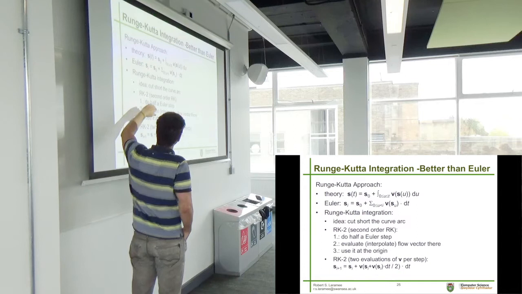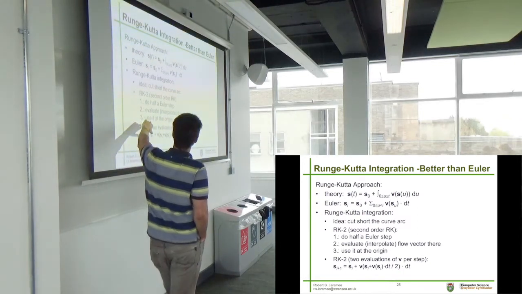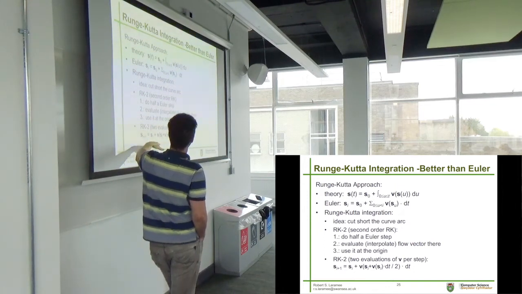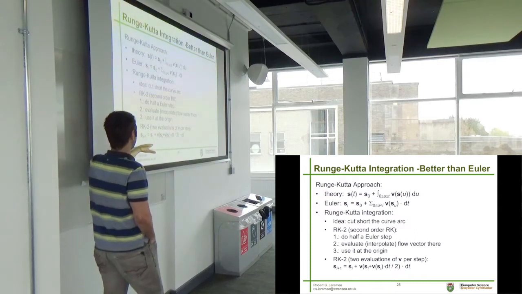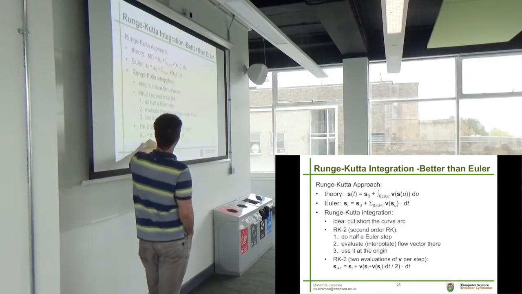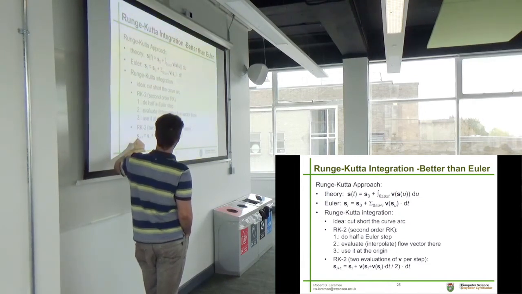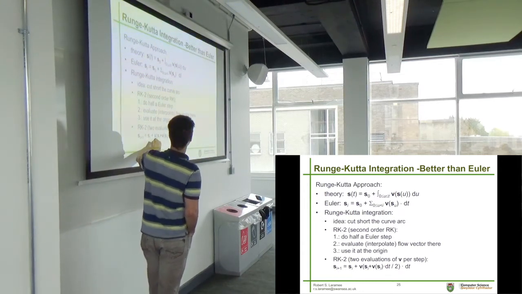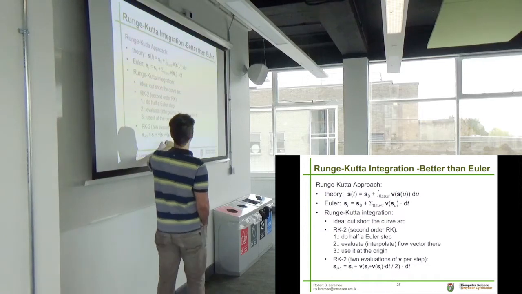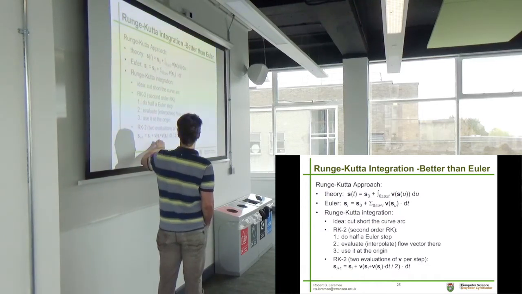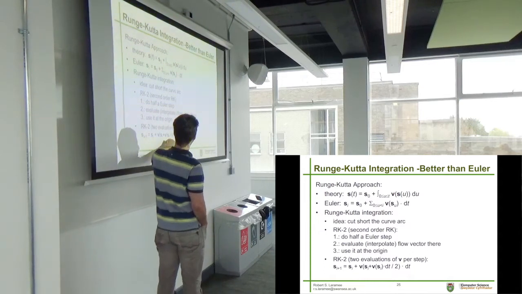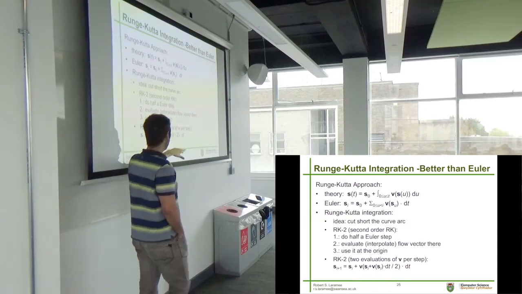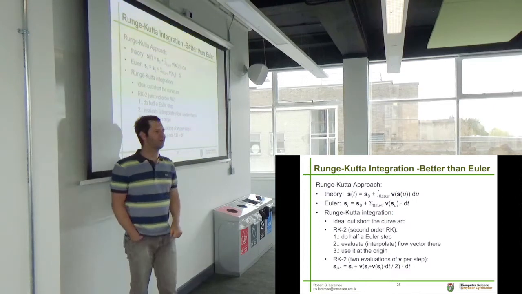So you do half of an Euler step, evaluate the intermediate flow vector there, use it at the origin again, and then get a higher accuracy, or higher order, approximation of your next point on the streamline. So the next point on the streamline is the previous point plus the velocity evaluated twice. So the velocity at the seed position plus the velocity at the seed position times dt divided by 2. And then you take that whole thing and you multiply it by dt.